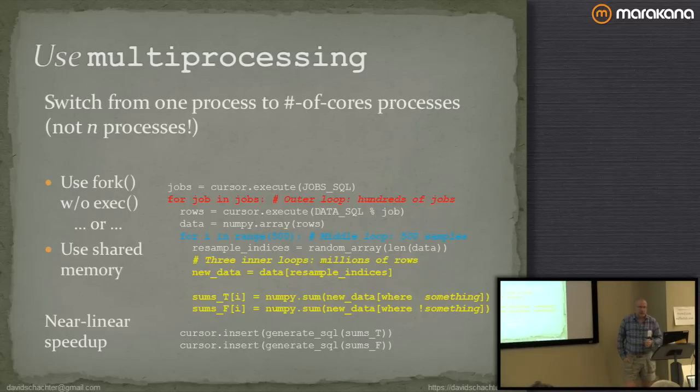The result is I got a near linear speedup. The startup overhead, the serial part of the code, is very small. The parallel part is very large, so we get a near linear speedup. Amdahl's law works in our favor in this case.